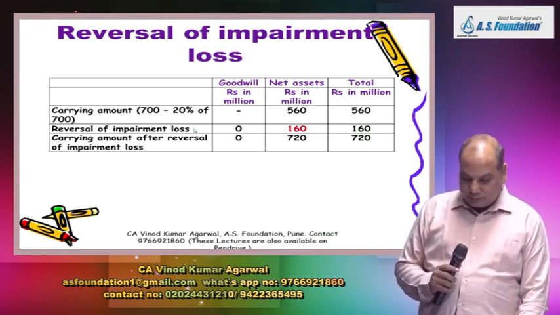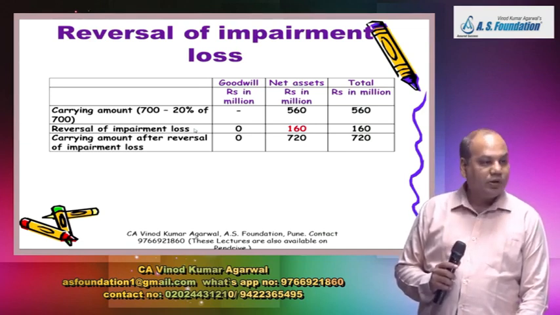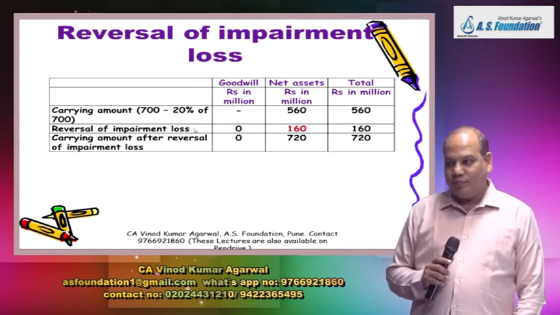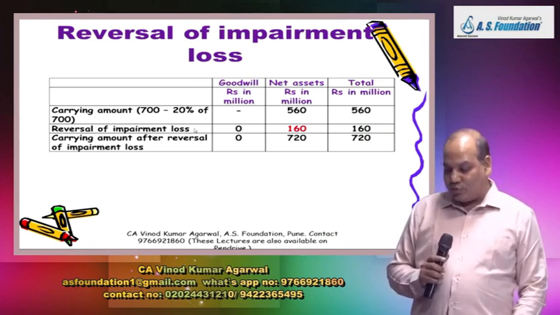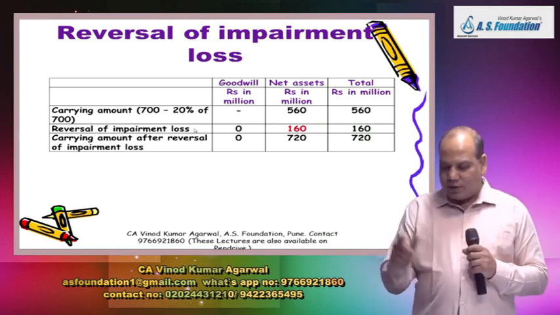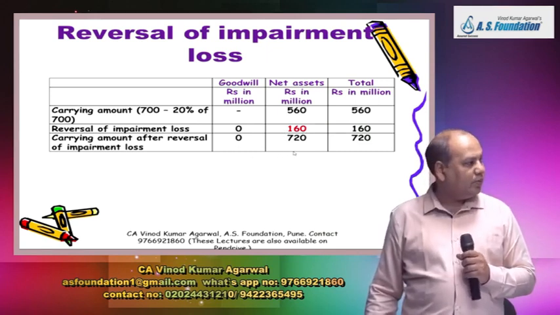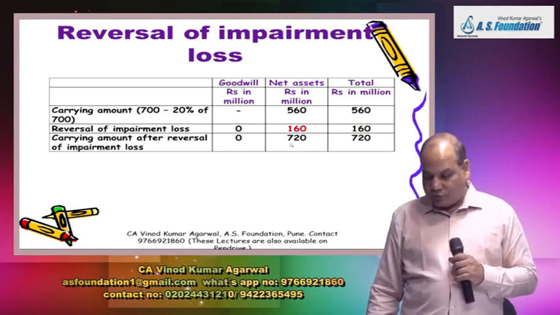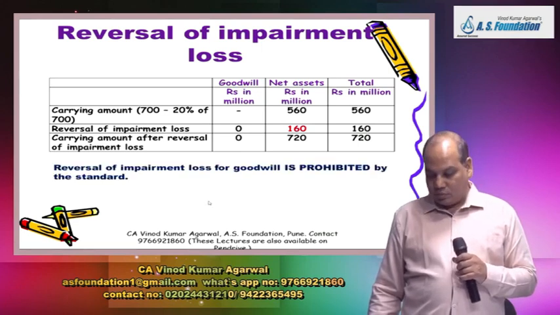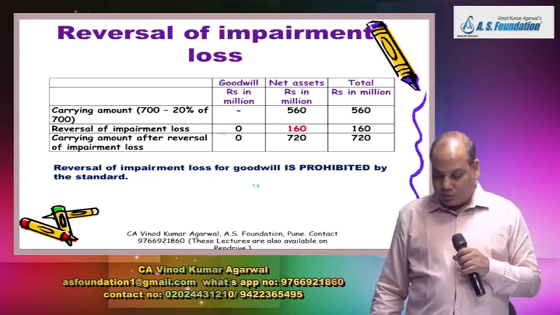And what are the two numbers given to you on 31st December 20x5? Recoverable amount 800. Carrying amount, if there was no impairment, 720. So from 560, I'll move to 720. To move to 720, how much impairment loss will be reversed? 160. So the carrying amount after reversal of impairment loss will be 0, 720, 720. Is it right? And there is a note: reversal of impairment loss for goodwill is prohibited.